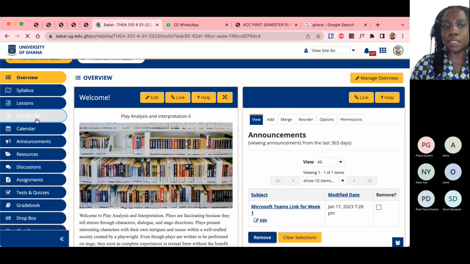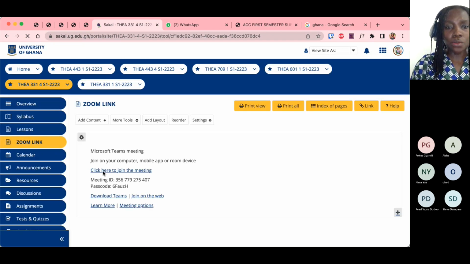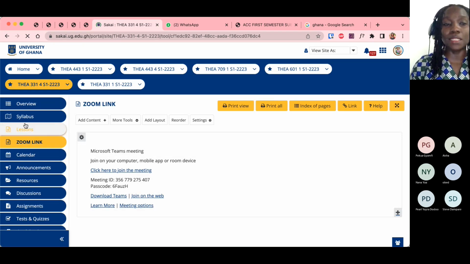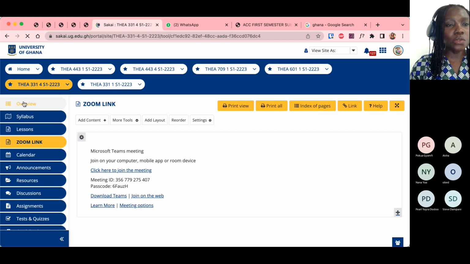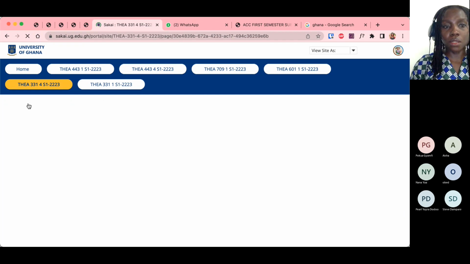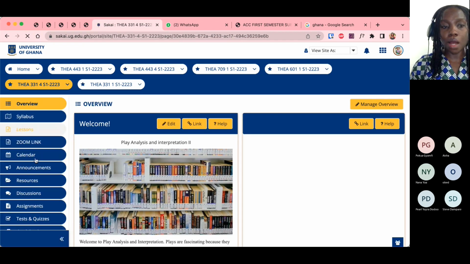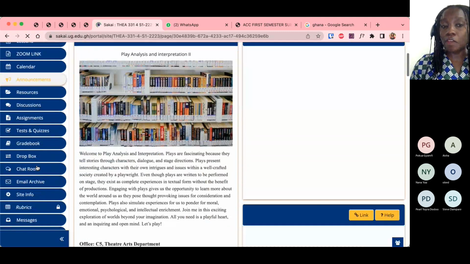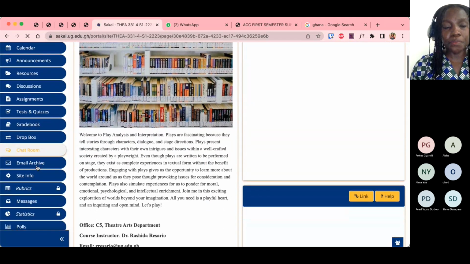And then here is where I put the link for our class, but I think I'll have to change the link very soon because I like using Zoom rather than Teams, but I'm having a few challenges with the Zoom. And so we can just keep using this one until we sort the issue with the Zoom out. All right, so I'll just begin with what I have here on the welcome page.